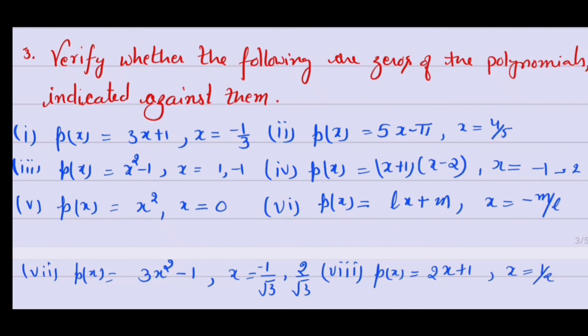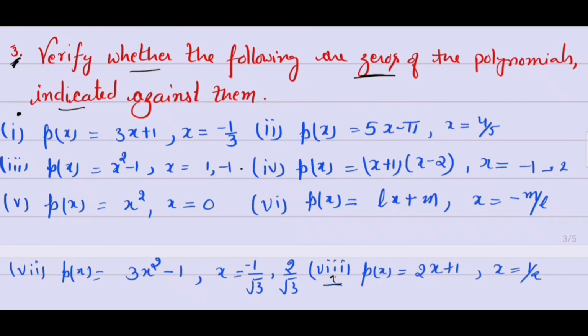So third type of question here, we have: verify whether the following are zeros of the polynomials indicated against them. Here we have 8 questions. So let's do a few questions from these 8 questions. First I'll take the first question. For question number 1, here p(x) is equal to 3x plus 1, and I have to put this value x equals minus 1 by 3.